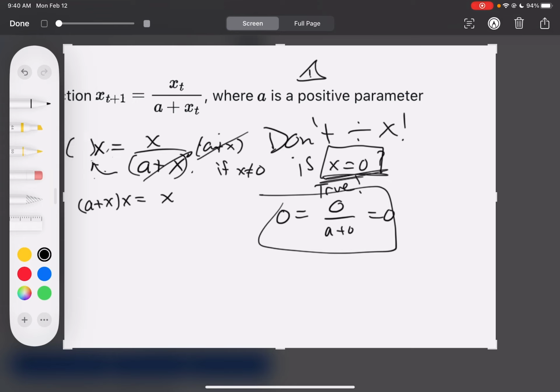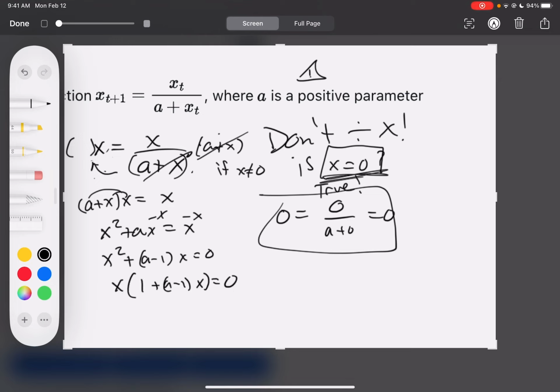All right, so now we should distribute. Great, I have x squared plus ax is equal to x. Now we should subtract x. x squared plus a minus 1 x is equal to 0. And now we factor an x. x times 1 plus a minus 1 x is equal to 0.